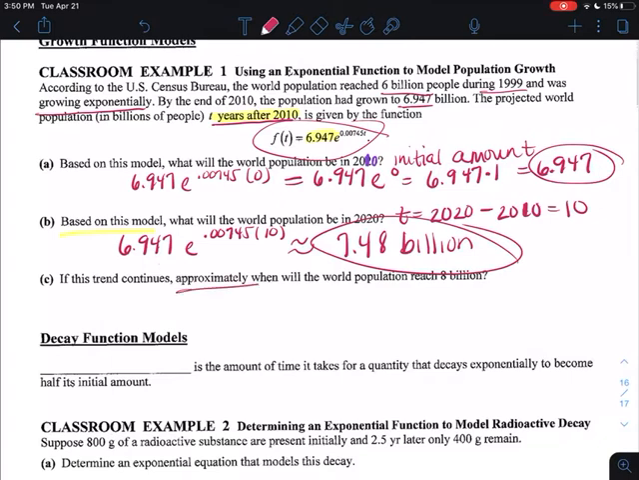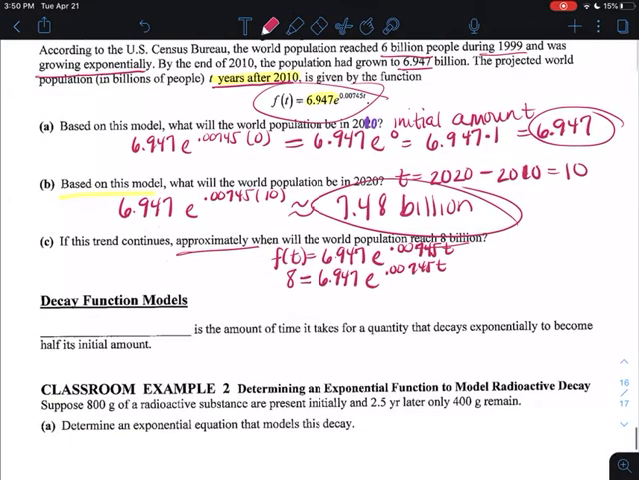If this trend continues, approximately when will the world population reach 8 billion? Here they actually give you the Y value. They want to know when, the time. So what you would do is take the original function that they give us. So f of t equals 6.947 e to that decimal 0.00745t. And we know that the amount over here is 8. So I have to solve this equation.